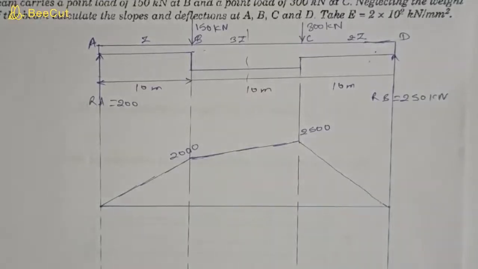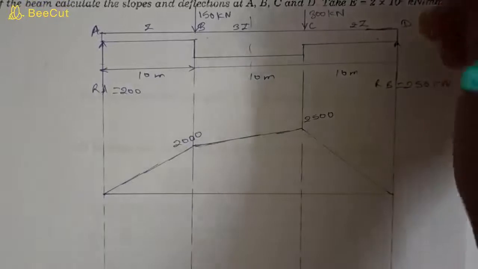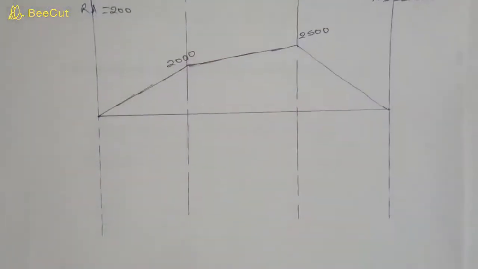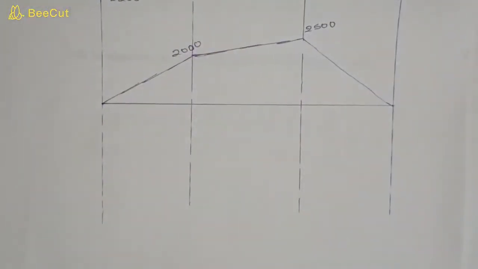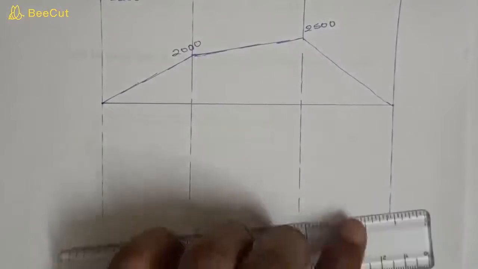Okay, now we will draw the conjugate beam. So what is the conjugate beam? If we divide these bending moment values by EI, then we will get the conjugate beam. So let's draw the conjugate beam.